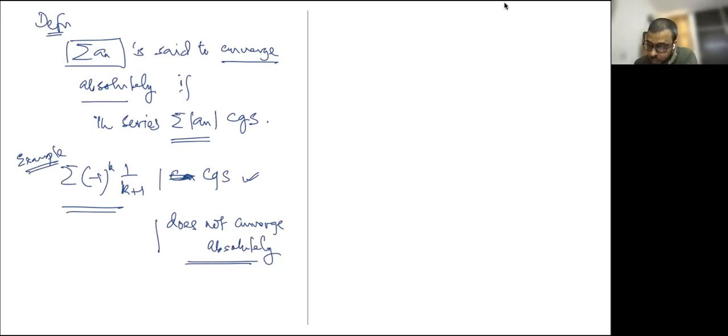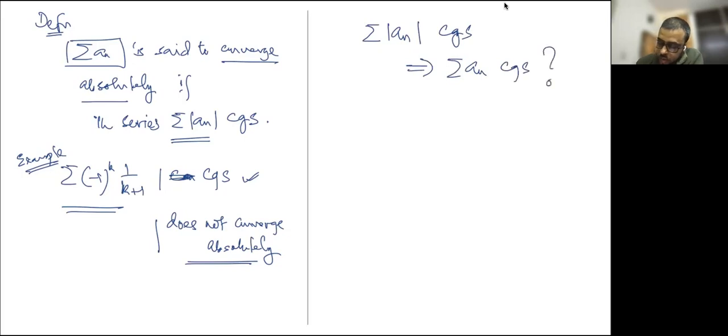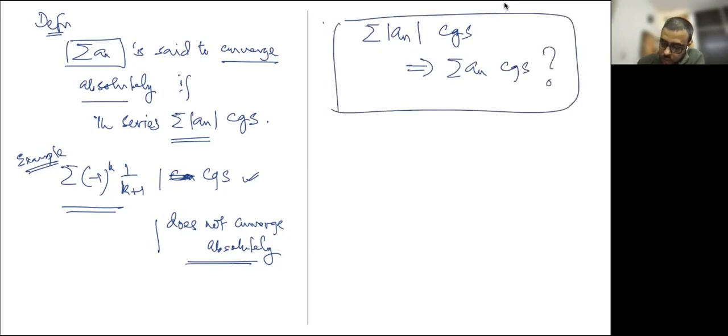Okay, what about the opposite? If a series converges absolutely, does it converge? In other words, suppose summation mod a_n converges. Now, does that imply that this series converges?